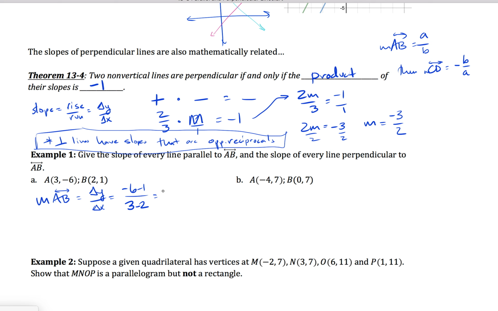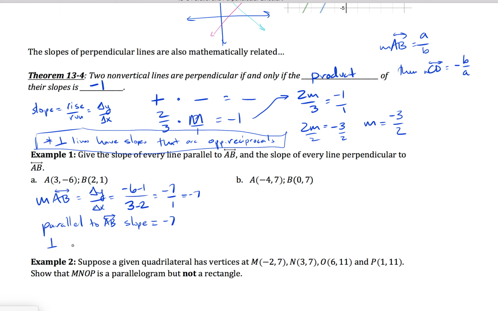Now simplifying this gives us -7 over 1, which is -7. So that's the slope of line AB. That tells us that any line parallel to line AB will have a slope equal to -7.